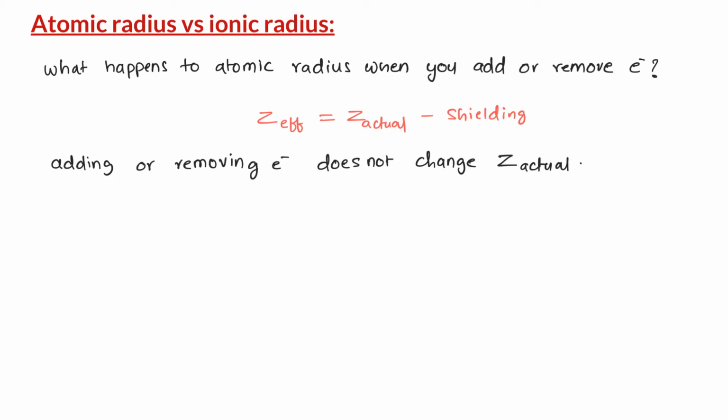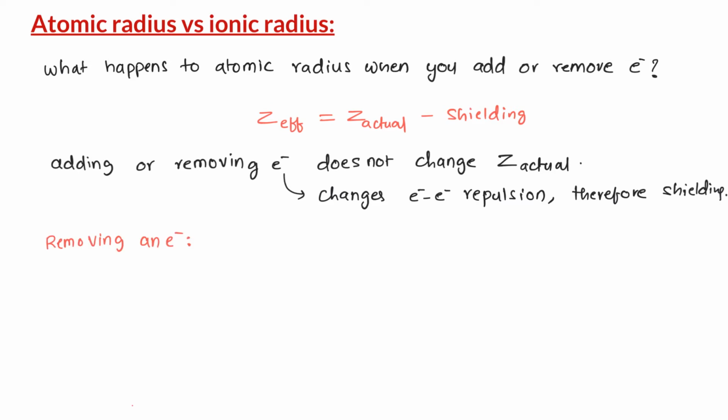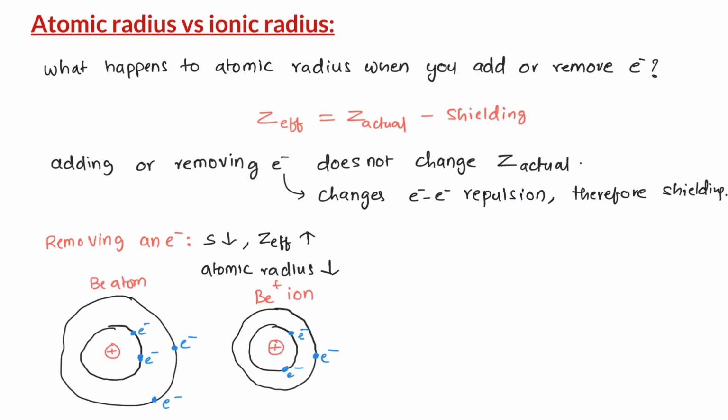However, the addition or removal of an electron changes the electron-electron repulsion, therefore the shielding. When an electron is removed from an atom, the shielding decreases, therefore the effective nuclear charge increases and the electron cloud moves towards the nucleus and the size decreases. Therefore, we can say that the cations are smaller than the respective parent atoms.